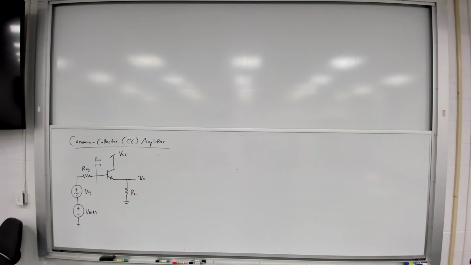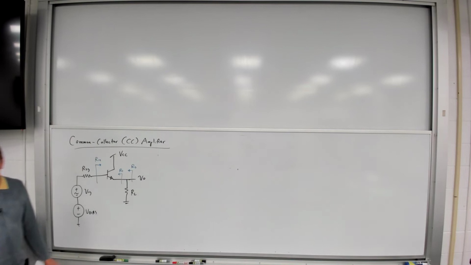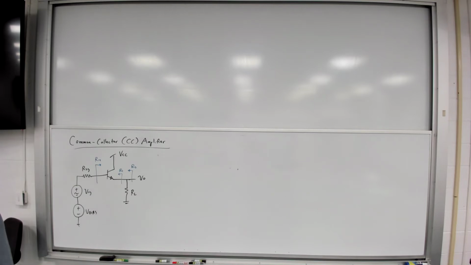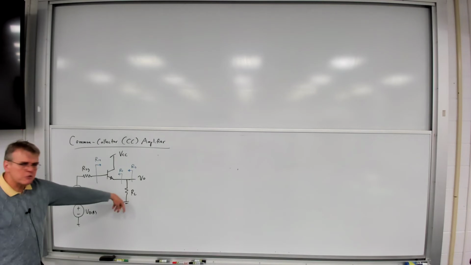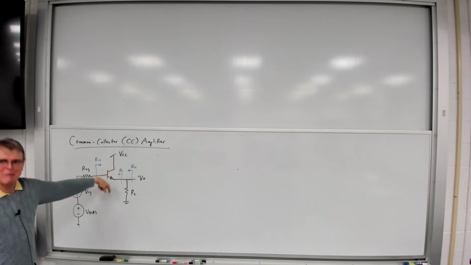Where's R sub O in a circuit like this? Is that R sub O, or should this be R sub O? Should I or should I not include the load resistor in my calculation? Well, you can argue that either way. Let me put it this way. If I take the load resistor out and remove the load, does that circuit work? How does the collector current flow?